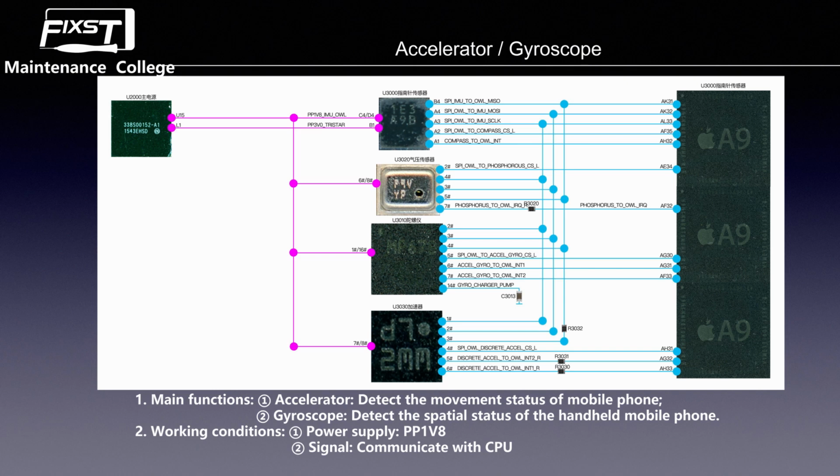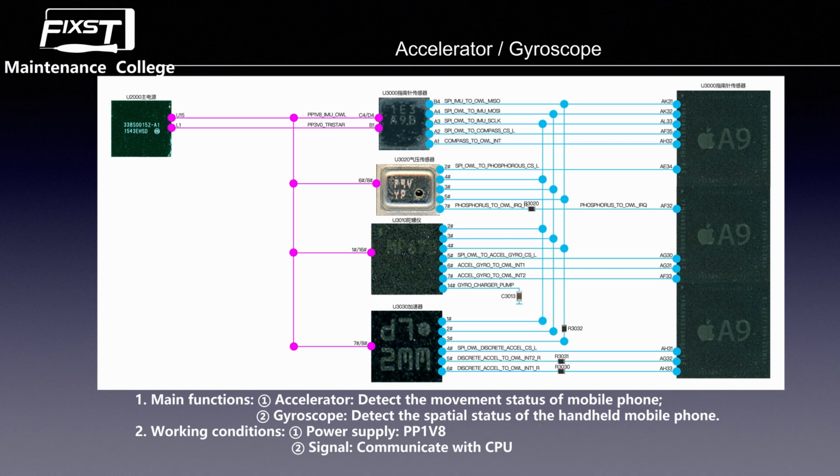The working conditions of these two functions are also two: one is power and the second is signal. As you can see, the power is only one, PP 1.8 voltage. This power is from the main power IC, the PMU. Now we see U3010, the gyroscope sensor, and pin 5. This line is from the CPU, the CS signal. CS means chip select signal.